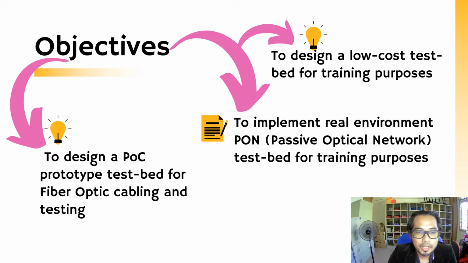The objectives of the project are, number one, to design a proof of concept prototype test bed for fiber optic cabling and testing. Number two is to implement the real environment passive optical network test bed for training purposes, and number three is to design a low cost test bed for training purposes.